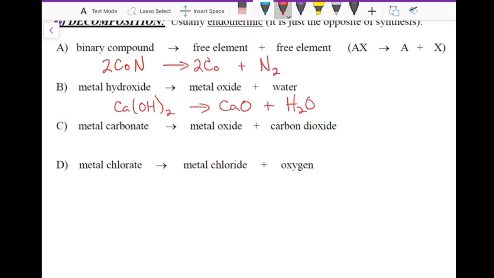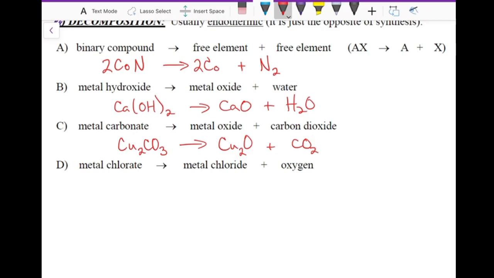And then C, metal carbonate. So pick another metal. Let's go with copper this time. Let's go with copper 1 carbonate. So that's going to give us a metal oxide. We keep the charge on copper the same. So if it's copper 1 and it's paired with oxide, it's going to be Cu2O and carbon dioxide. And it looks like this time it's already balanced, right? We have 2 coppers on the left, 2 coppers on the right, 1 carbon on the left, 1 carbon on the right, and 3 oxygens on each side.